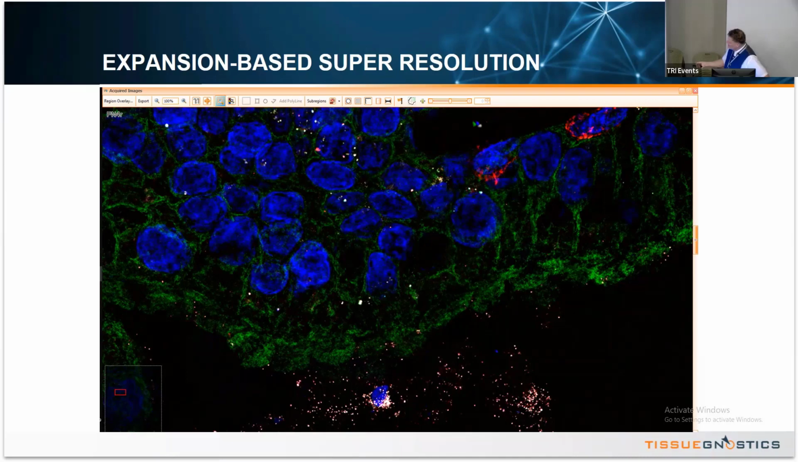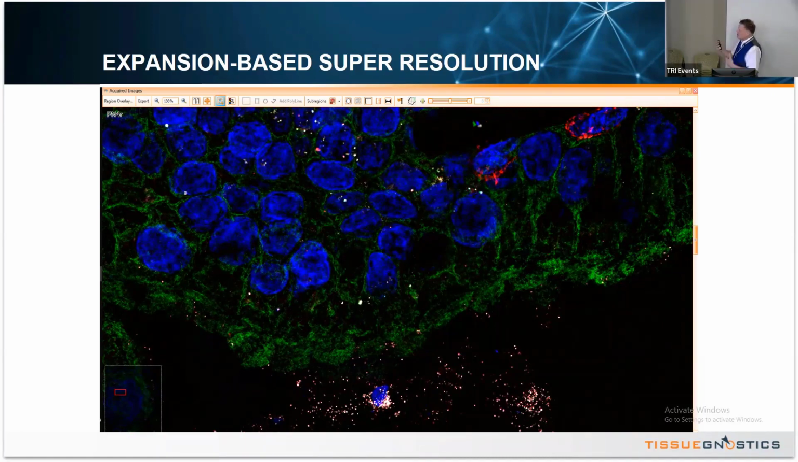cells, and these stars here, or you may say they look like dirt. It's not dirt. These are individual secretory vesicles. So we really see individual secretory events here into the lumen of this single prostatic gland.